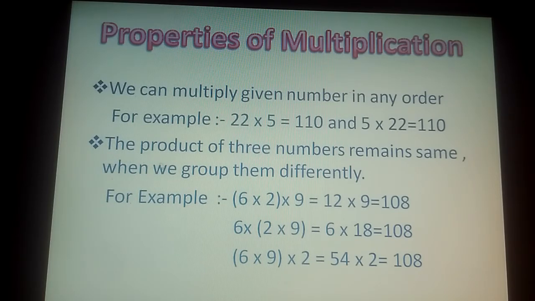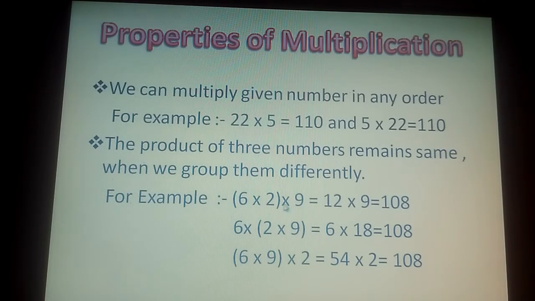Second property, the product of three numbers remains same when we group them differently. Let us take an example. We are multiplying three numbers 6, 2 and 9. First time we are taking 6 and 2 together and then multiplying result by 9. 6 2s are 12, 12 9s are 108.